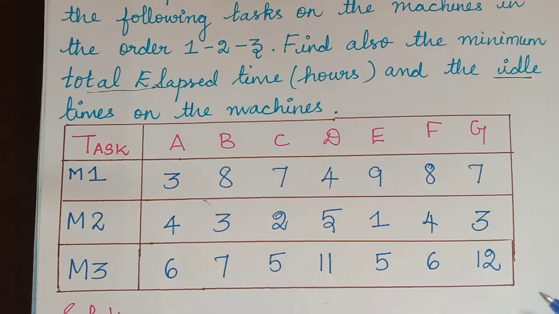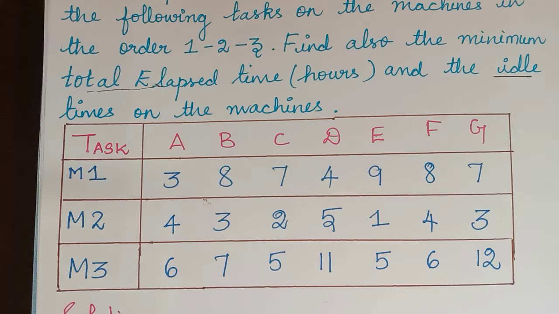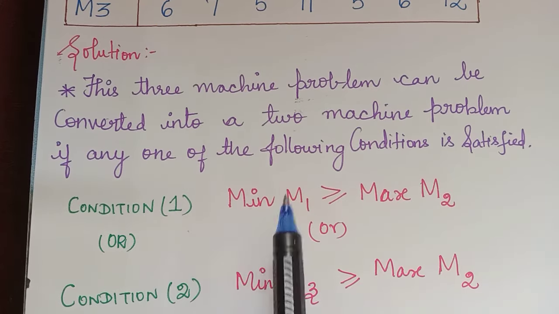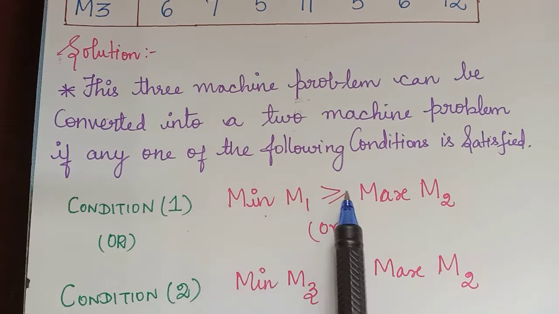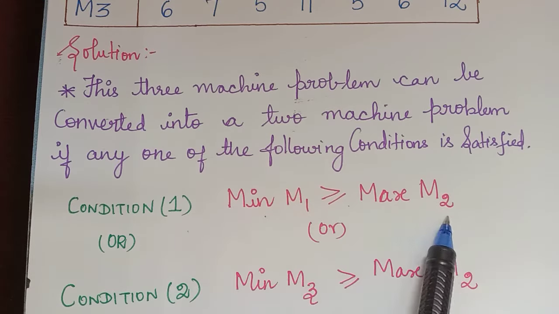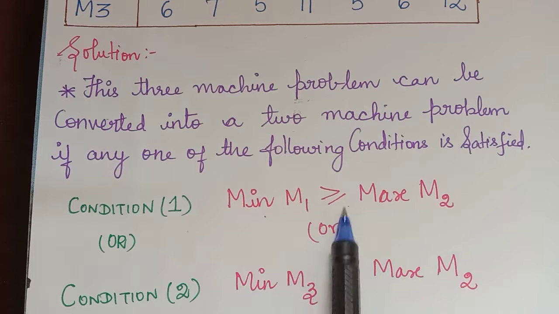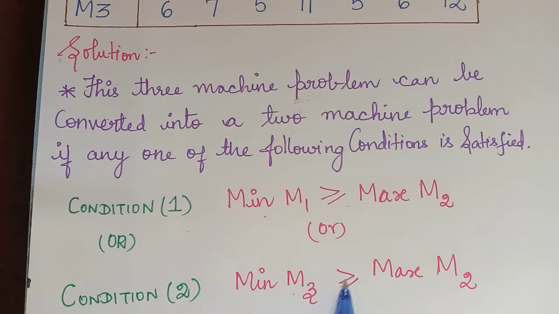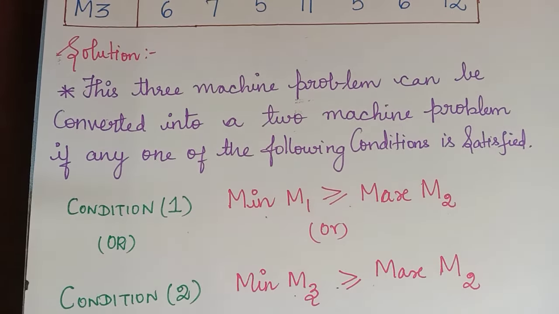So this is a 3 machine problem. The method to solve this problem is that this 3 machine problem has to be converted to a 2 machine problem. And this can be done only if one of the 2 conditions is satisfied. What are the two conditions I have written here? Condition 1: the minimum processing time of machine M1 should be greater than or equal to the maximum processing time of machine M2. Or else, if this condition is not satisfied, the minimum processing time of machine 3 should be greater than or equal to the maximum processing time of machine 2. We will consider this problem and understand this concept.